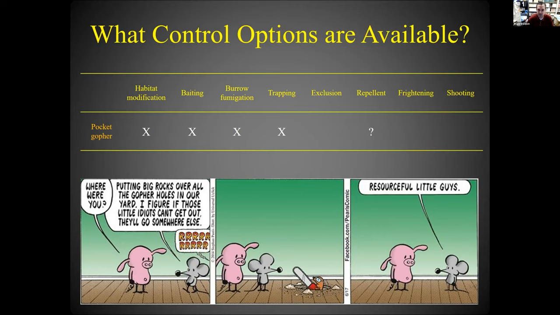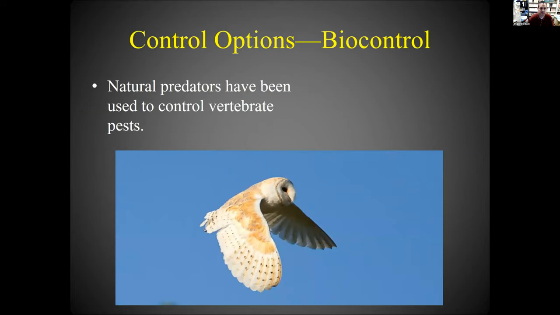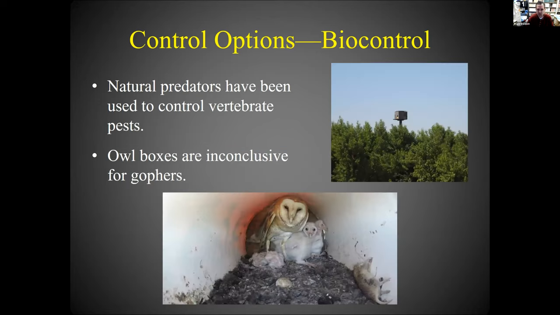Frightening devices are simply not effective for gophers, and then shooting, of course, isn't a practical option for a species that lives below ground. Another tool that sometimes is discussed when it comes to managing gophers is biocontrol. And with biocontrol, we're talking about the use of natural predators to help control pest populations. And when it comes to biocontrol, the poster child for that is usually the barn owl. And the reason why is because we can put up barn owl boxes throughout an orchard, hopefully thereby encouraging barn owls to utilize these boxes.